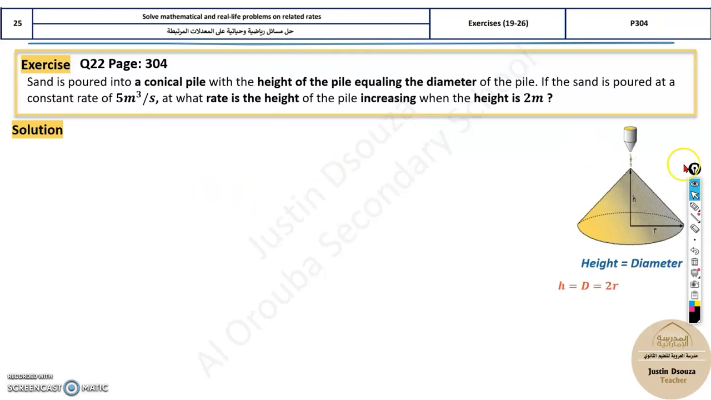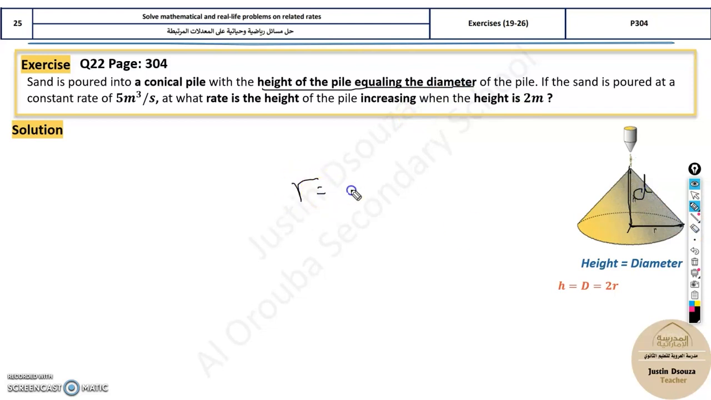Now, what this means is, let's understand this in a figure. This is very important. The height of the pile is equaling the diameter. Now, this is a conical pile and sand is being poured, so the volume of the sand keeps on increasing. See, this is the base, this is the radius. The height is the diameter, that is d.